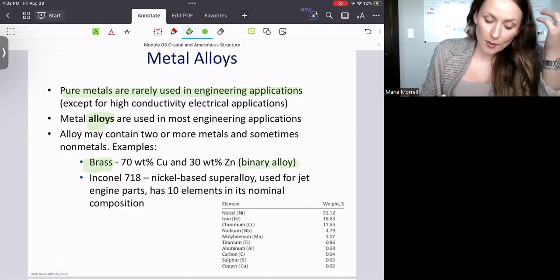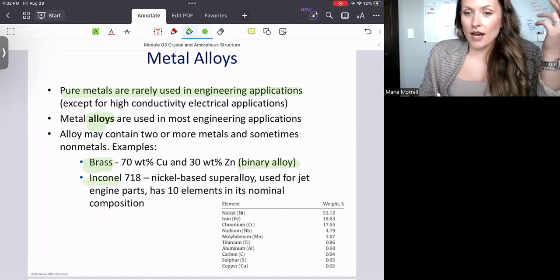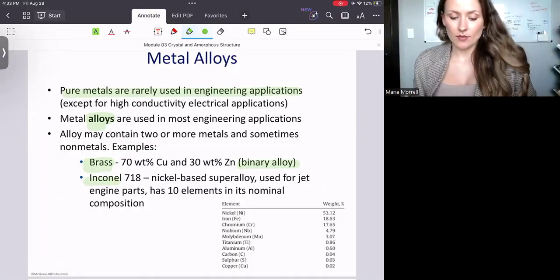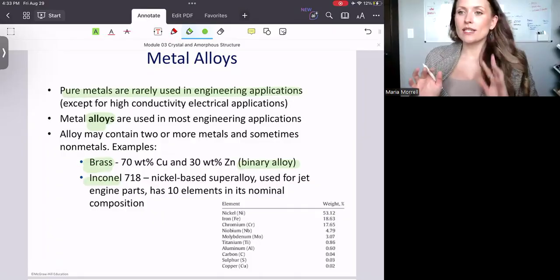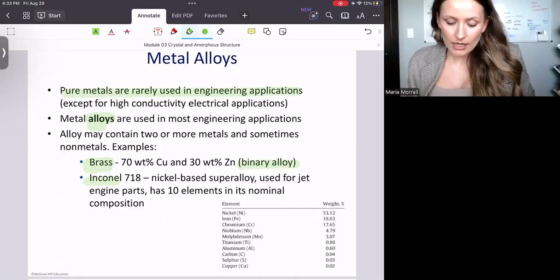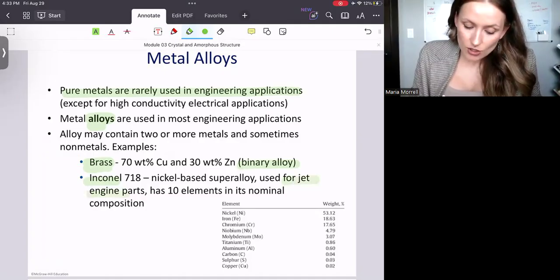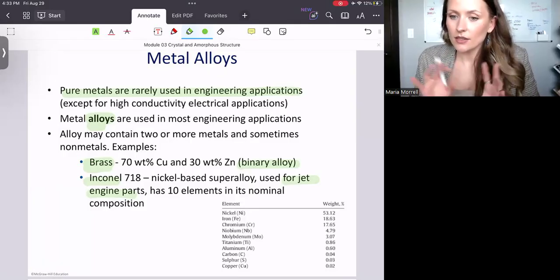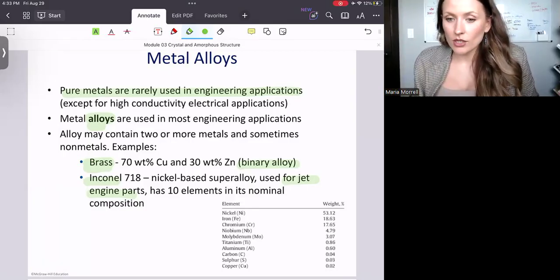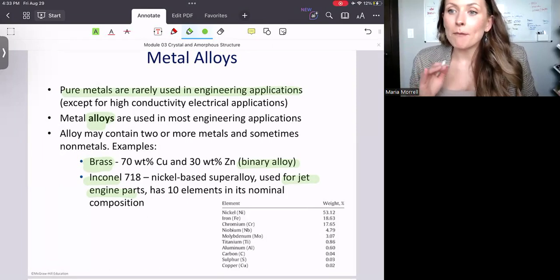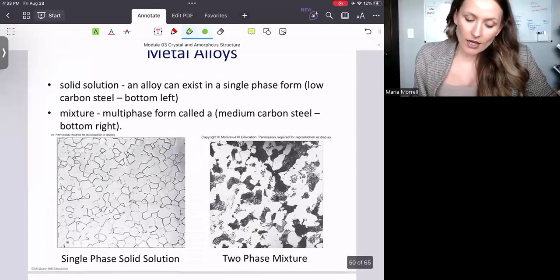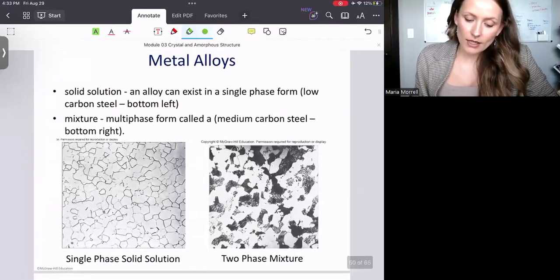Now, I can also give you an example of Inconel 718. We call this alloy nickel based because more than 50% of it is made out of nickel, and it is used for jet engine parts. That specific alloy has 10 elements in the nominal composition, and you can see it listed in the bottom right corner. You will probably notice that not only metals, it also has non-metal elements such as carbon, right?